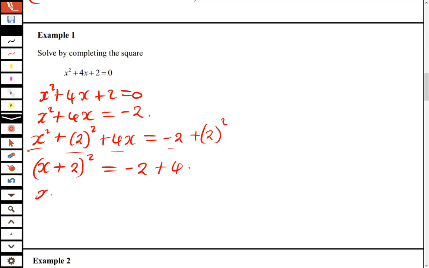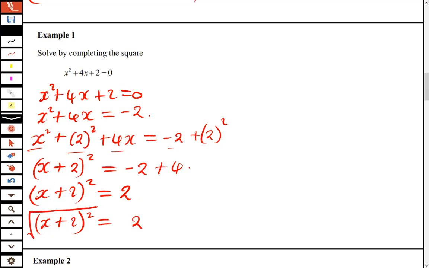So I'm going to have x plus 2, squared is equal to -2 plus 4 there, which will simply just give me 2. Then from there, what I can do now is to find the square root of both sides. So I have x plus 2 squared is equal to 2. When I square root this side, I'm also going to square root this side. Of course, this side, when I'm square rooting, I have to include plus or minus.